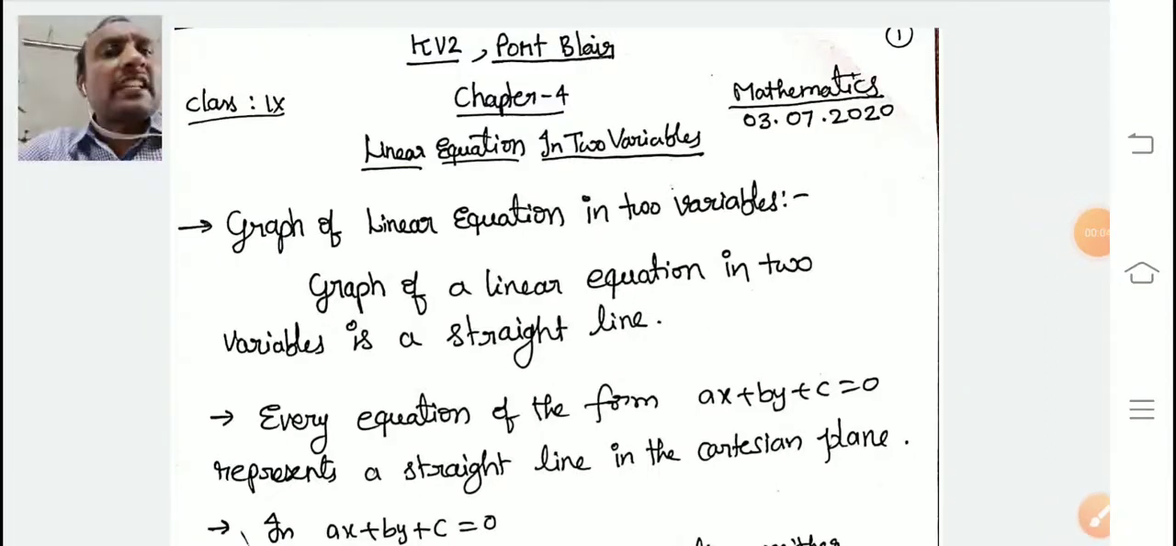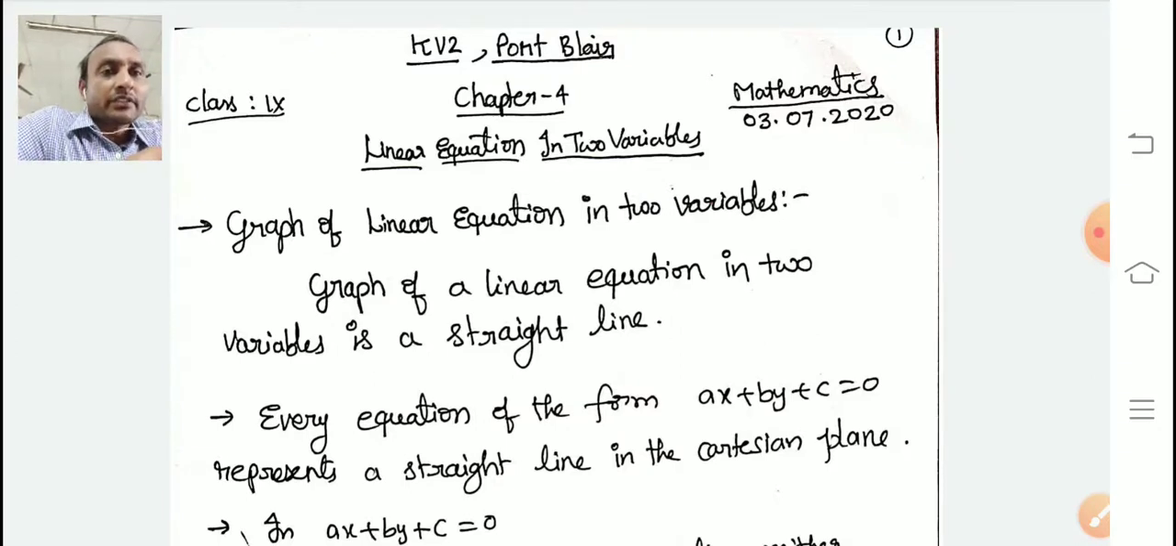This session is about class 9th standard mathematics, NCERT chapter number 4, linear equations in two variables. Before this session, there was a session on the introduction to linear equations in two variables, which was explained in a video. Hope everyone has gone through that and understood it.